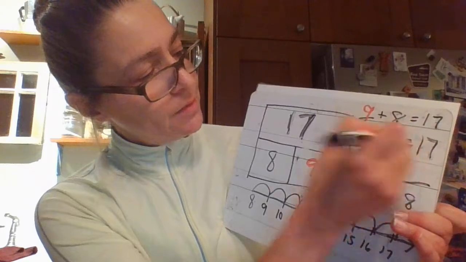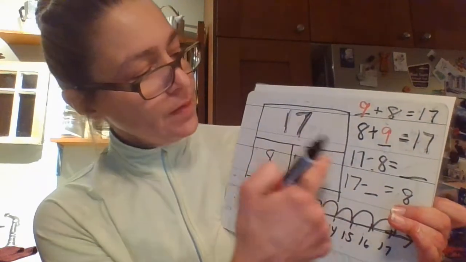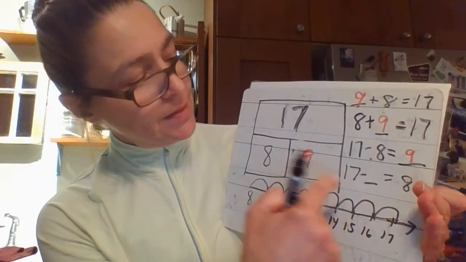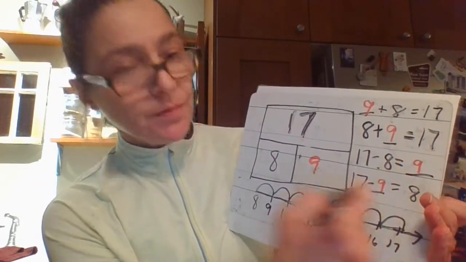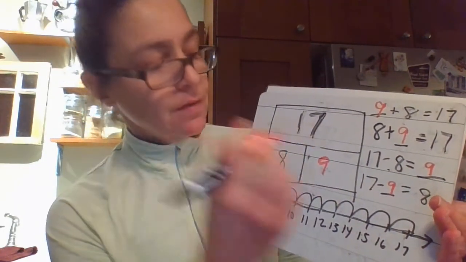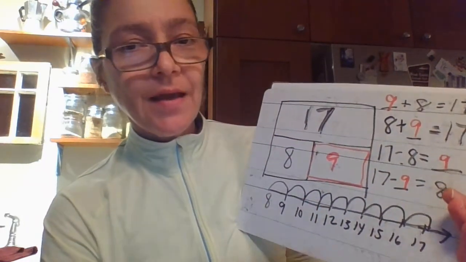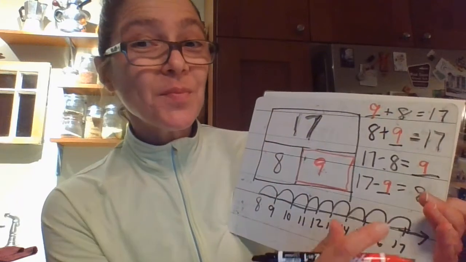Okay, so 9 plus 8 equals 17. 8 plus 9 equals 17. 17 minus 8 equals 9. And 17 minus 9 equals 8. So once we find the missing part, we find the answer to our word problem, which was how many fewer books are on the shelf.